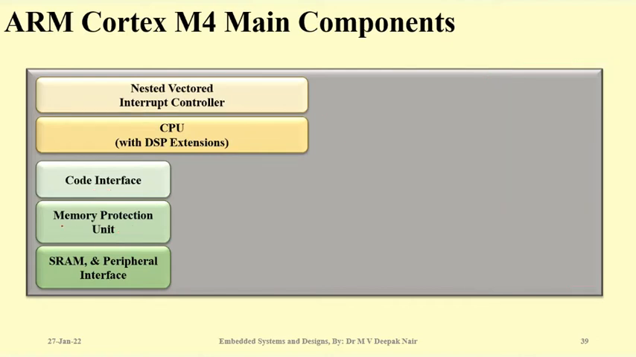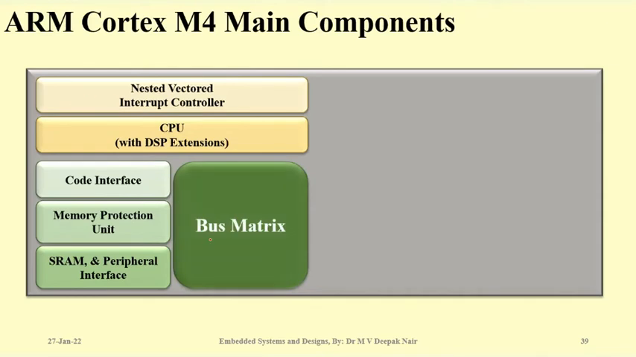So to avoid such memory related issues, there is a separate memory protection unit available in your ARM Cortex M4. It is a totally separate unit for protecting the memory only. Of course, apart from that, you have the SRAM and peripheral interfaces unit. And similarly, there is a very complex bus matrix. That means the buses inside, the data bus, the address bus. Inside the ARM Cortex M4 is a very complex bus architecture, and we will see that also.